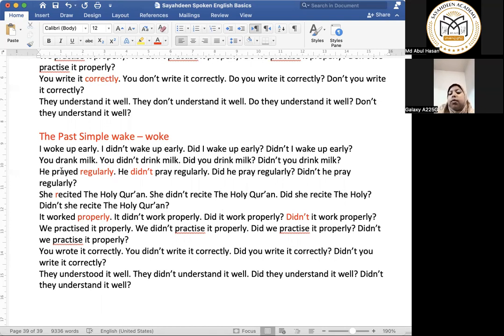So he prayed regularly. We practiced it before. He prayed regularly. He didn't pray regularly. Did he pray regularly? Didn't he pray regularly? She recited the Holy Quran. She didn't recite the Holy Quran. Did she recite the Holy Quran? So Quran is missing here. Let me put it. Did she recite the Holy Quran?